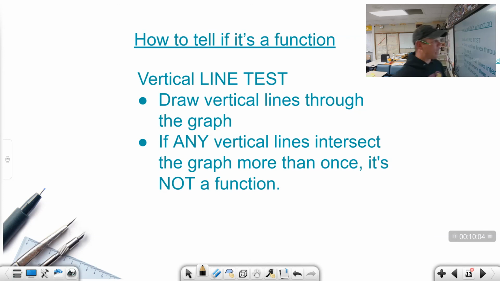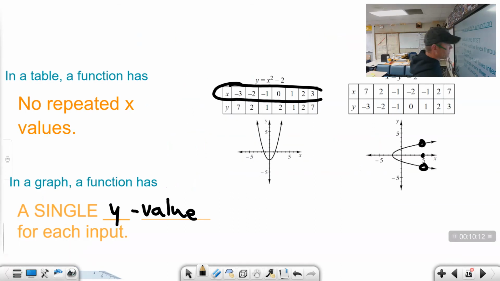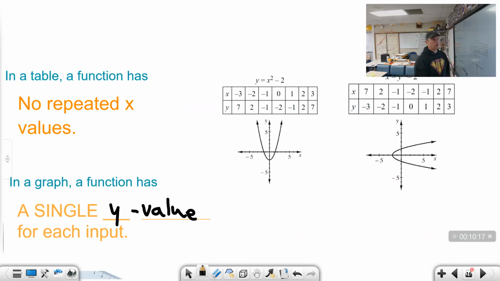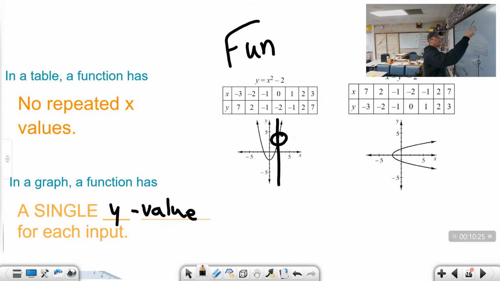Let's look and see how to apply this. How to tell if it's a function? Well, what we can do is something that is called the vertical line test. If I looked at this, okay, if I were doing a vertical line test, how many times did it cross? Once. Hooray! It's a function. If I went over to this one, I said, how many times does it cross? 1, 2. Not a function.